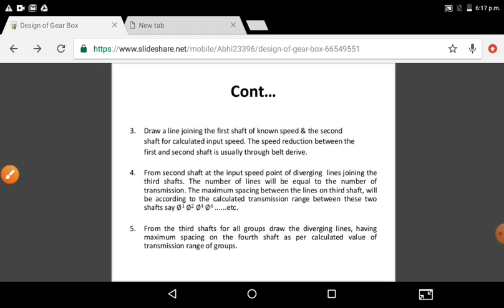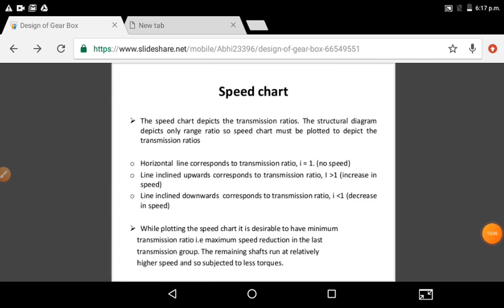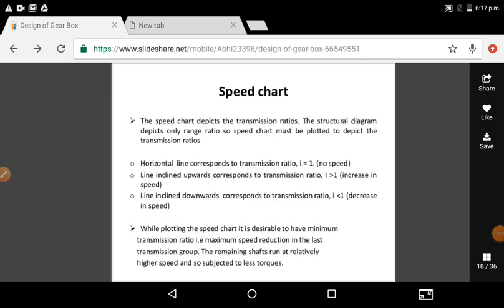Now the fifth step is, from the third shaft, for all groups draw the diverging lines having maximum spacing on the fourth shaft as per the calculated value of transmission range of groups. Right, now we have to draw the speed chart. The speed chart depicts the transmission ratios. The structural diagram depicts only the range ratio, so the speed chart must be plotted to depict the transmission ratio.